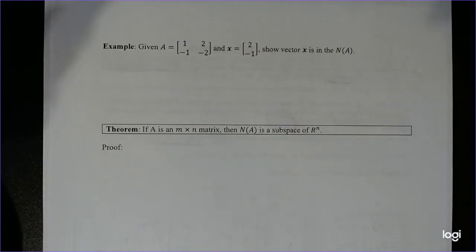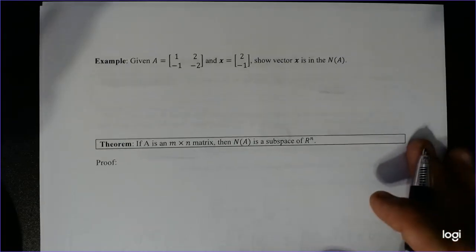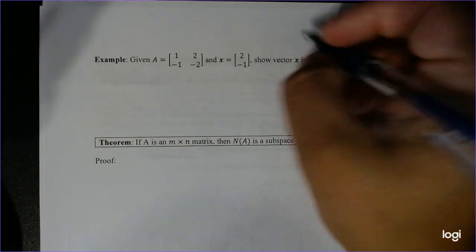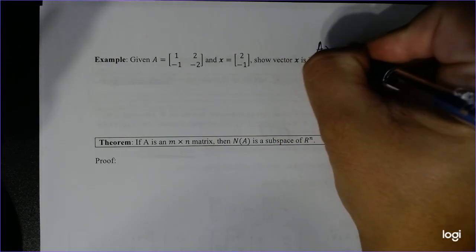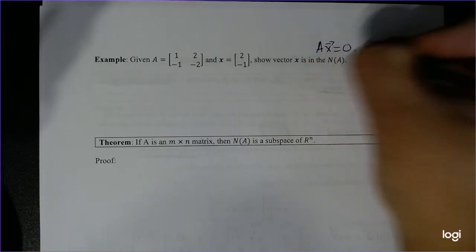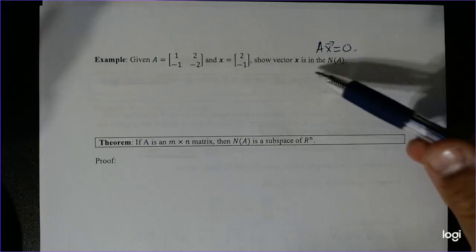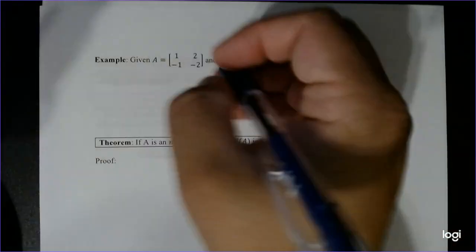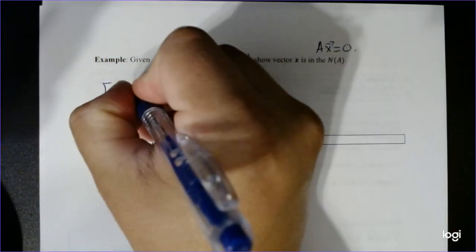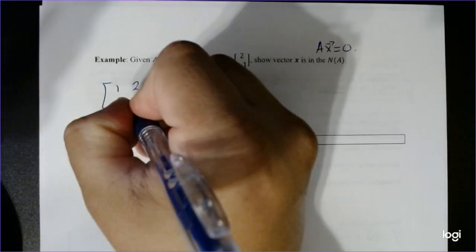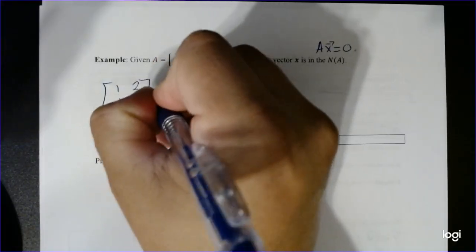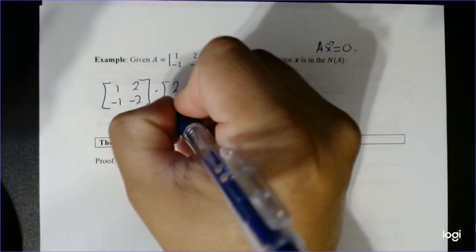So given matrix A and x equaling that, show that vector x is in the null space of A. Okay. So remember, by definition of what the null space is, any vector such that if I multiply them, I get 0. So all we have to do is multiply and see, do we actually get 0 or not? Okay. So we have 1, 2, negative 1, negative 2, times 2, negative 1.